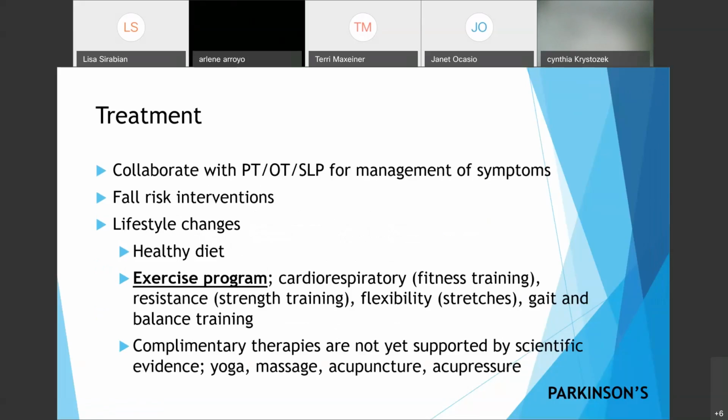Okay, so treatment, always a collaboration between physical therapy, occupational therapy, and the management of the individual symptoms. Fall risk is going to be a big issue, so managing that. Lifestyle changes, healthy diet, exercise program. They really emphasize the need for all of these elements of exercise. Fitness training, strength training, stretches, gait and balance training. They all work together. And then complementary therapies, they did say, are not necessarily scientifically evidenced. However, anecdotally, people find relief with things like yoga, massage, acupuncture, and acupressure.